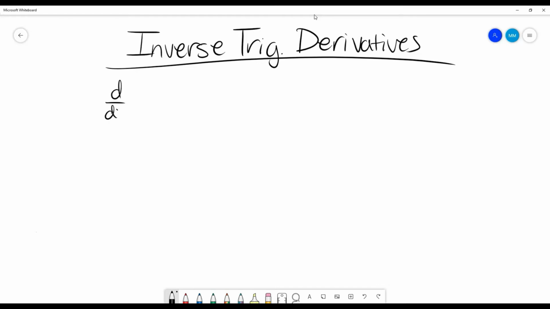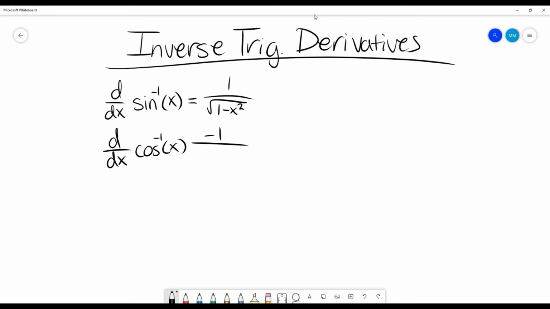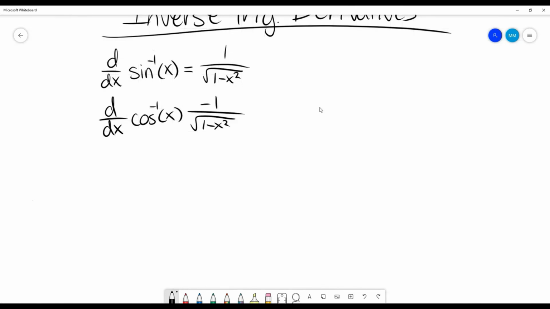So the derivative of inverse sine of x, or you might have heard this as arc sine, right? So this is the same as arc sine. The derivative of inverse sine is going to be 1 over the square root of 1 minus x squared. Luckily for us, the derivative of arc cosine is the exact same, but negative. So it's a negative 1 over the square root of 1 minus x squared. And you'll see a similar pattern like that as we go down.